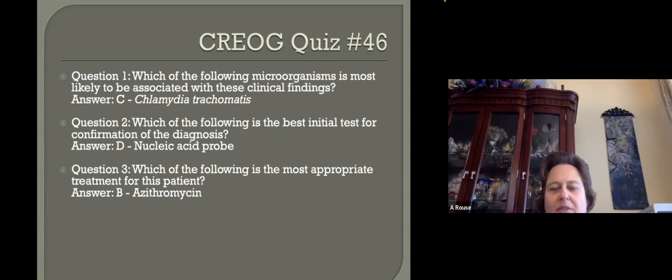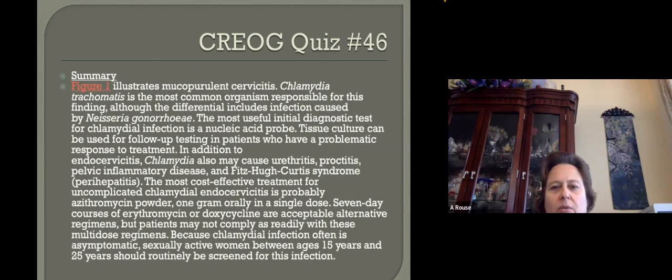Awesome. Very good. So the explanation that they like to go through. The picture's supposed to be that mucopurulent cervicitis. And yes, I agree that gonorrhea is in the differential and is more likely to have more symptoms than chlamydia. That's why the recommendation is you're screening for both of them for all your patients under 25 who are sexually active when you look at the CDC guidelines. And then chlamydia can also create UTI symptoms because it could give you a urethral infection, proctitis, PID, and of course, everyone remembers Fitz-Hugh-Curtis. We like to talk about that as well.